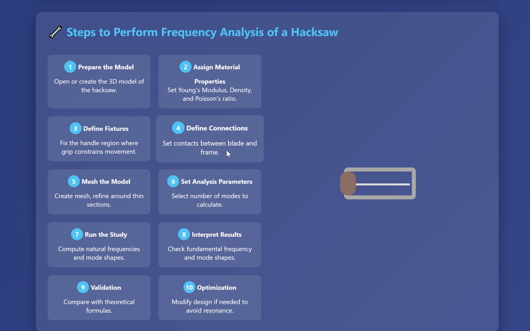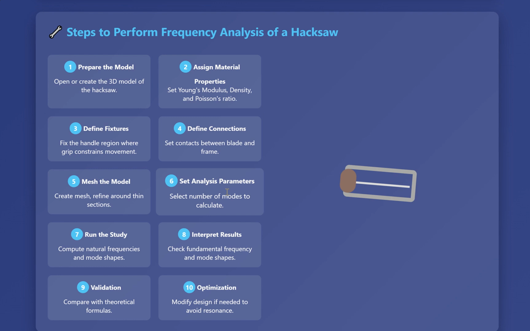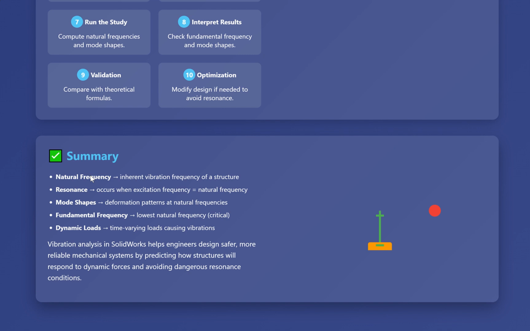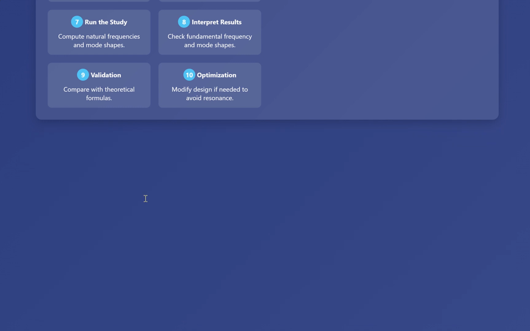Then we can also define our connections, if we have contact points for the blade and the frame. Then we also create a mesh and set our parameters. After running, we can calculate the results and integrate the information. From there, we validate, and then we optimize. So these are the key procedures you can use when you're doing frequency analysis in SolidWorks.